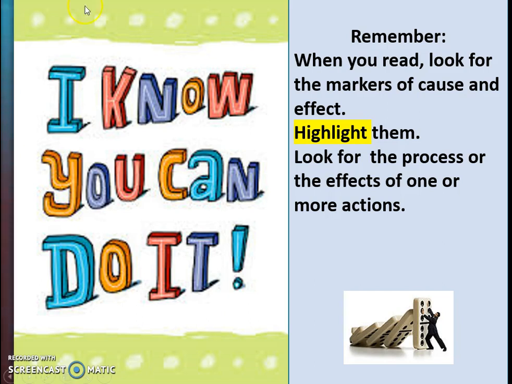So, remember, when you read, look for the markers, the verbs, the nouns, the expressions of cause and effect, highlight them or underline them, and then begin to look for the process or the chain or the effects of one or more actions. So, you're ready to pay attention and to look for and find those cause and effect relationships in texts.